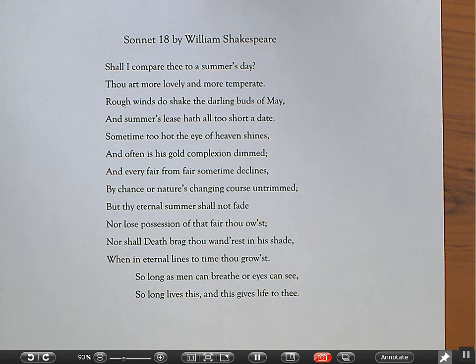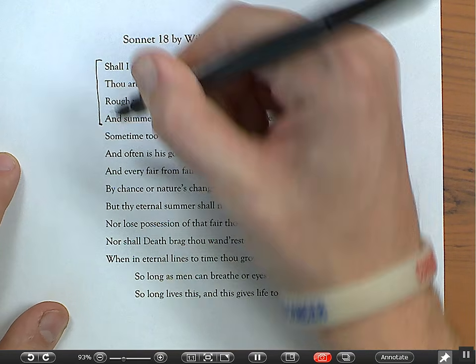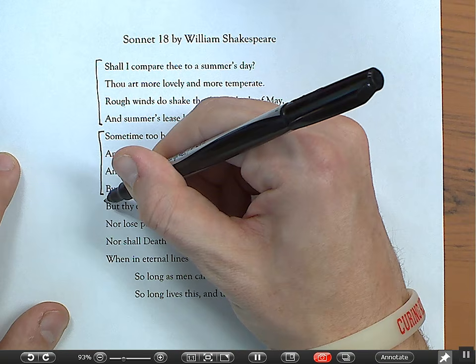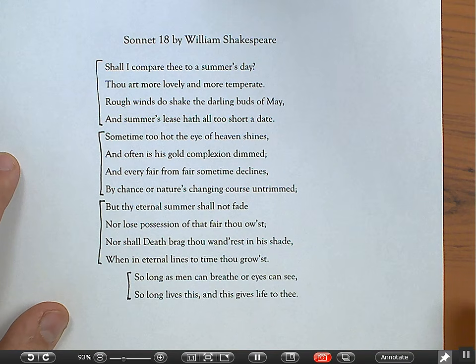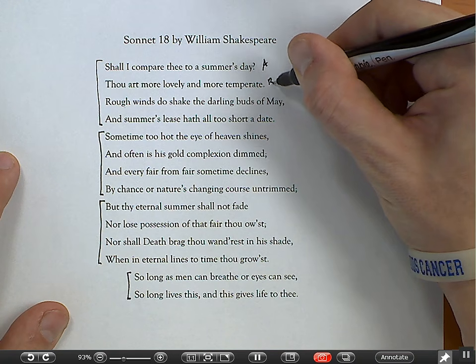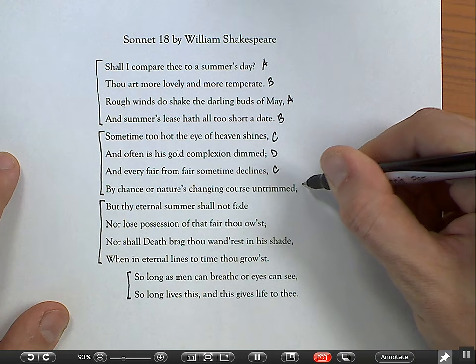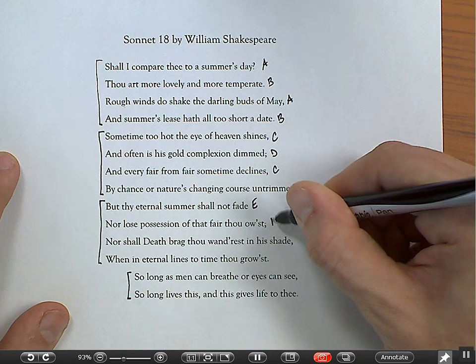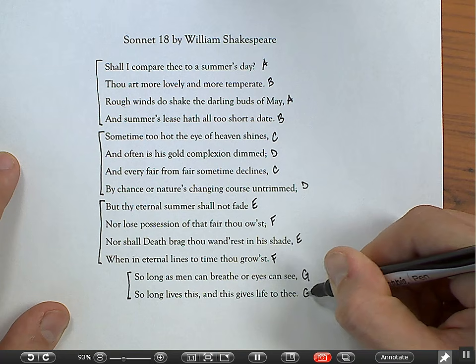The first thing to note about the Shakespearean sonnet is that it is 14 lines, divided into 3 quatrains, 3 series of 4 lines, and a rhyming couplet indented at the end. The sonnet carries a strict rhyme scheme throughout: A, B, A, B, C, D, C, D, E, F, E, F, and then the rhyming couplet G, G.